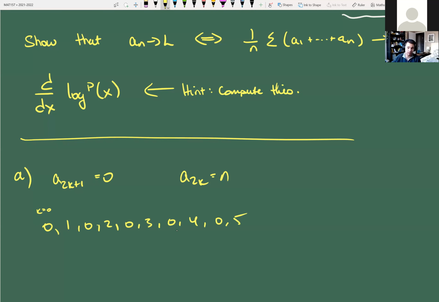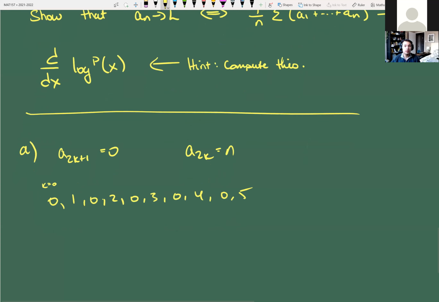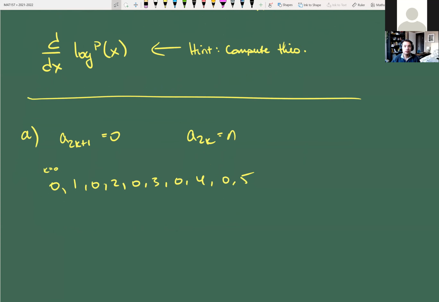So the zeros certainly converge. The odd subsequence converges because it's just zeros, and the even sequence does not, because it's definitely just shooting off to infinity. So overall, the sequence doesn't converge. For B, show that both the even and odd subsequences converge with the same limit if and only if a_n converges. So for B, this direction is trivial. This direction says if you know the sequence converges, show that the subsequences converge.